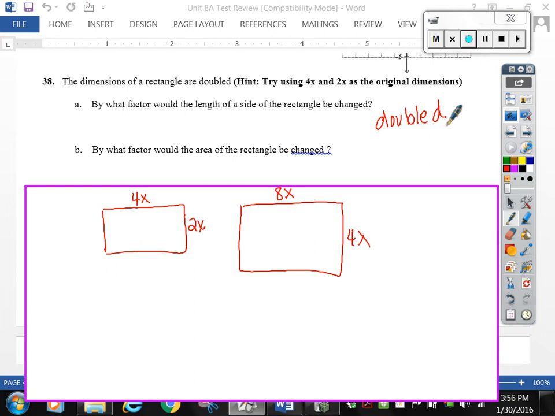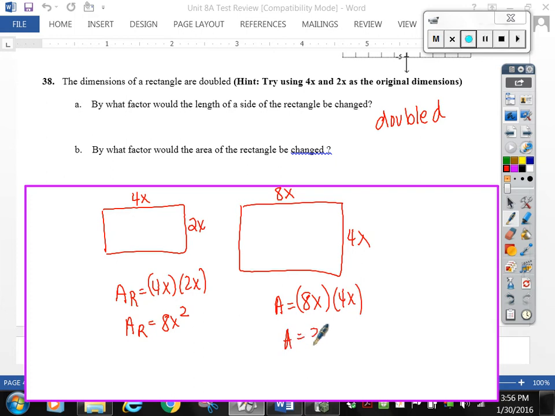Now what would my area be? So the area of this rectangle, length times width, would be 4x times 2x, which would be 8x squared. My area here would be 8x times 4x, which is 32x squared. So what happened to my area? My area grew by a factor of 4, or quadrupled, however you want to call it.